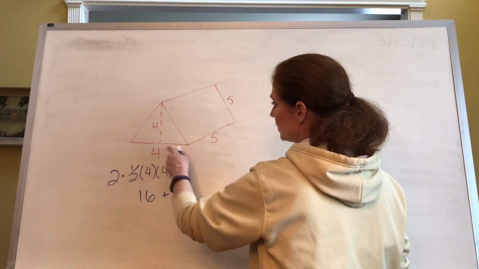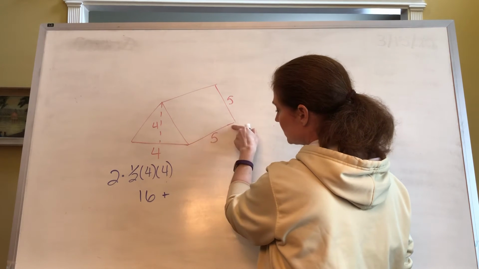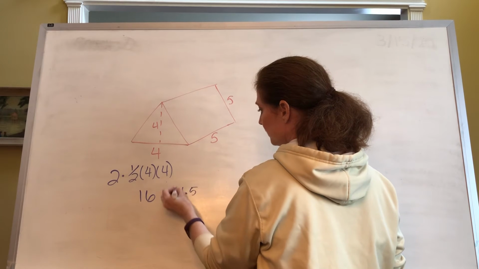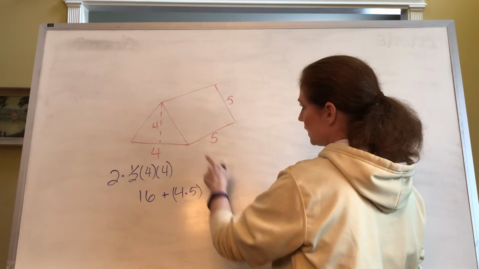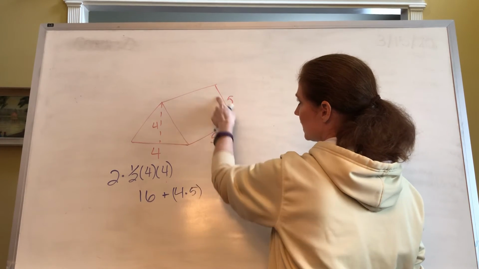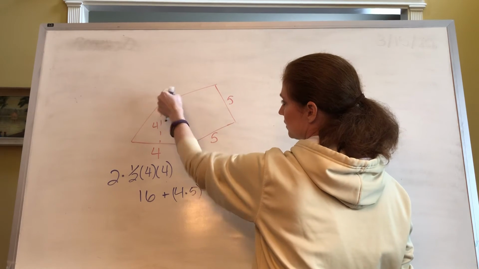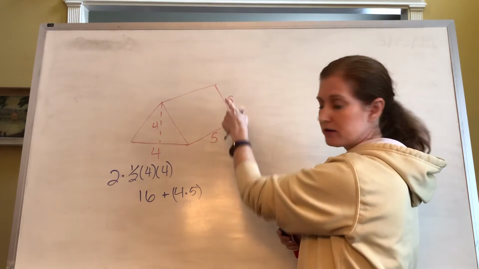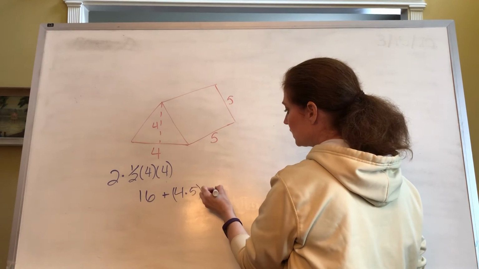Then the bottom, you can see it's the 4 and the 5. So 4 times 5. And then this side, and it's going to match over there, that other side. And it's the length here, 5, and that length, 5. So I've got 2 of those.